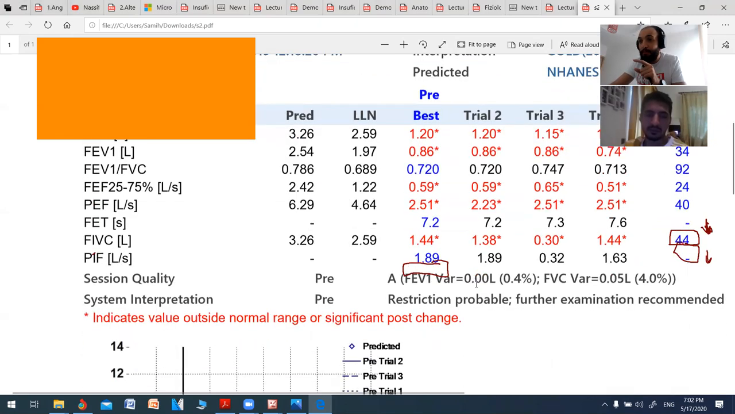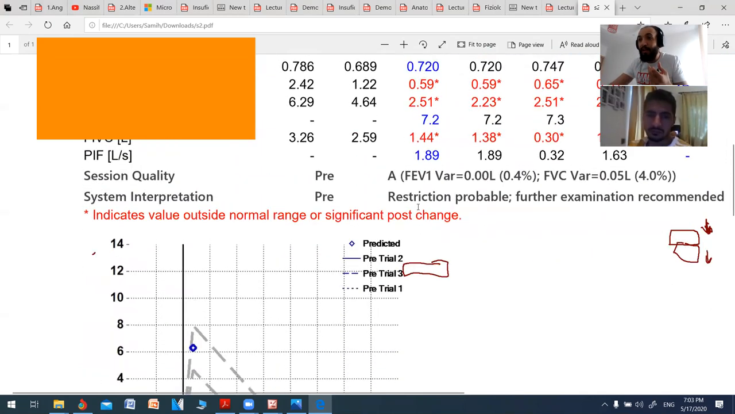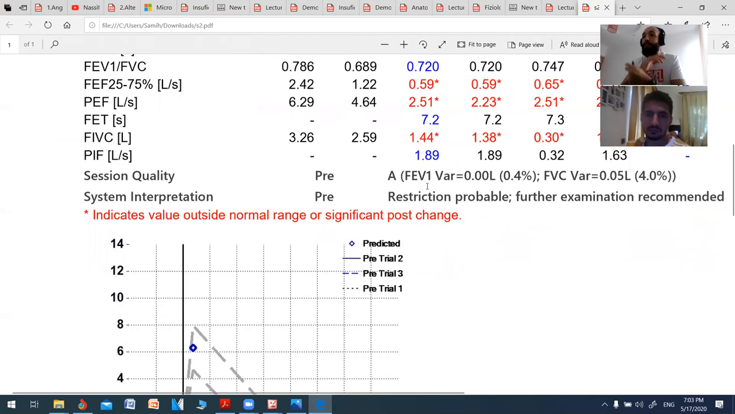You understand? But if you look at the FEF 25, FEF 75, it will be low. So she may have an obstruction of the small airways. You understand? So this is probably what? Restriction. We need to do further examination because I don't know how to confirm the restriction only on spirometry. Is it clear? Yes. Okay, and that was it. See you next time.